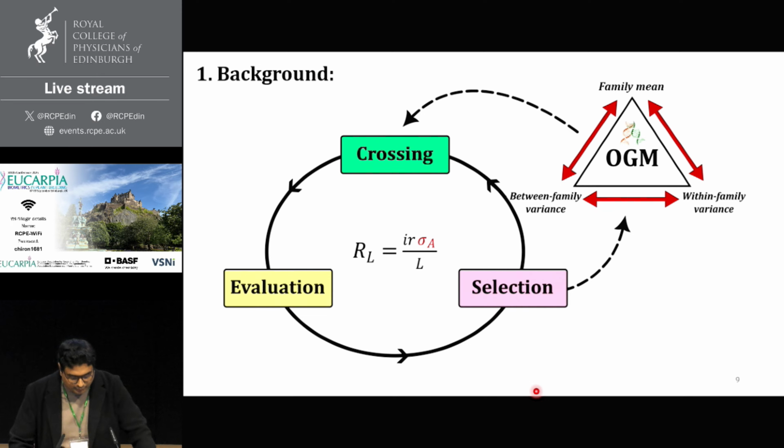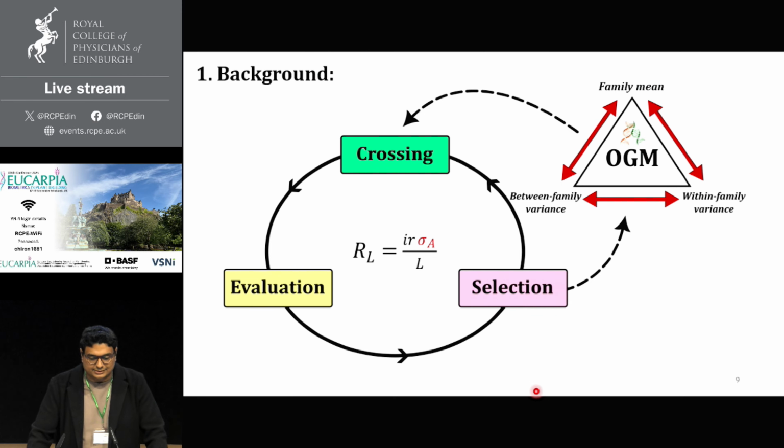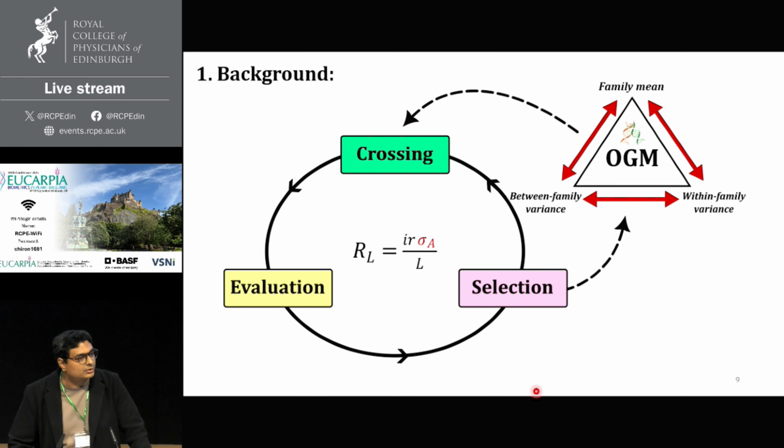So in optimal genomic mating, we are trying to find a mating plan that balances 3 factors: the family mean, with 2 sources of variability in breeding populations, within and between family variability. Let's see together how we compute them in our MATE-R framework.